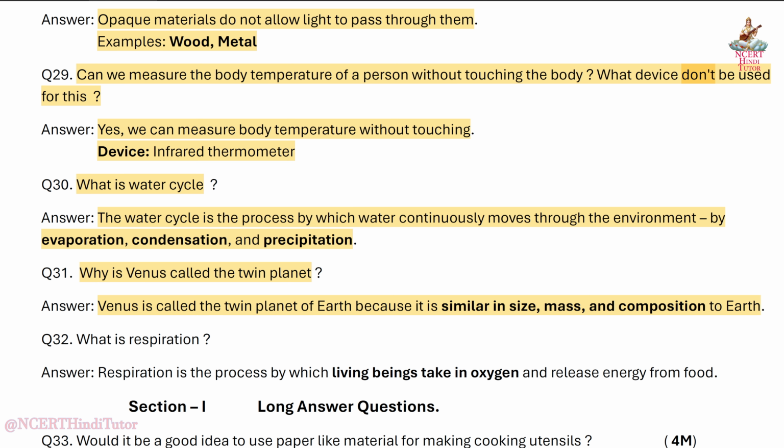Question 32. What is respiration? Answer: respiration is the process by which living beings take in oxygen and release energy from food.